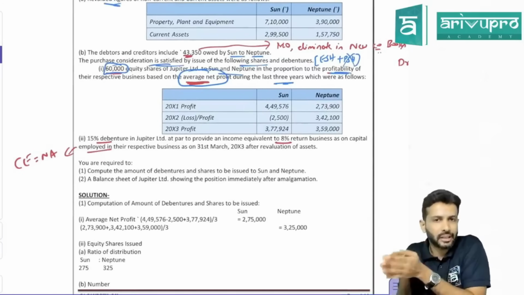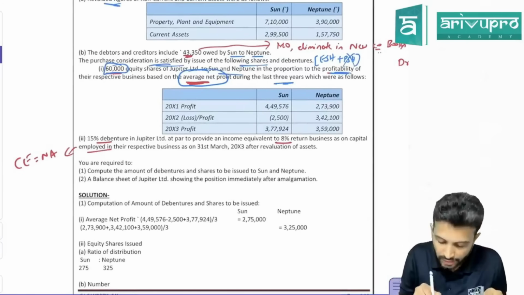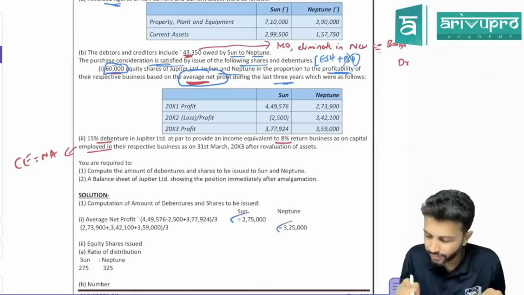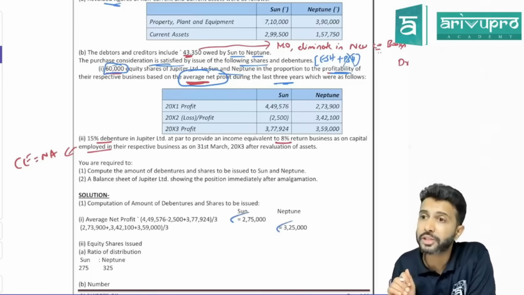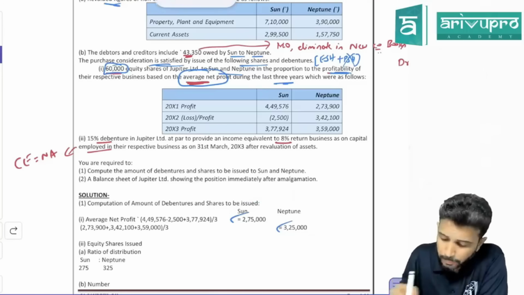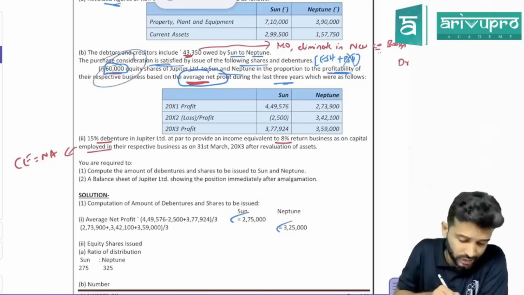If any years in between has a loss, you need to subtract. So the average for Sun is 275 and for Neptune 325. Correct? 275 and 325 is the average net profit. In this average net profit ratio, you have to distribute 60,000 shares.